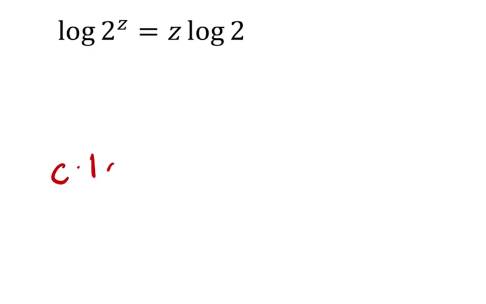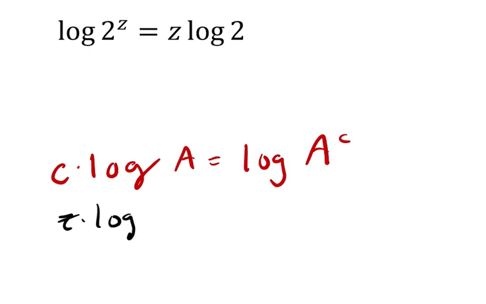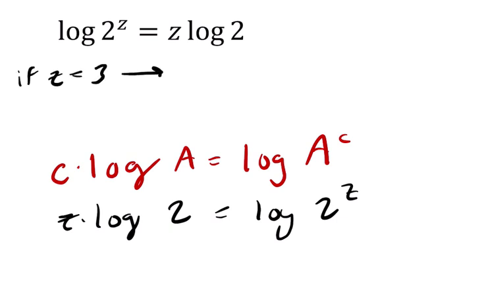It says c times the log, there's clog, of a equals the log of a to the c power, which is essentially what we have written here, except it's written as z times the log of 2. And that should equal the log of 2 to the z, right? It follows that law. But we can also pick a value of z. Let's say if z equals 3, then we have the log of 2 to the third, which equals 3 times the log of 2.